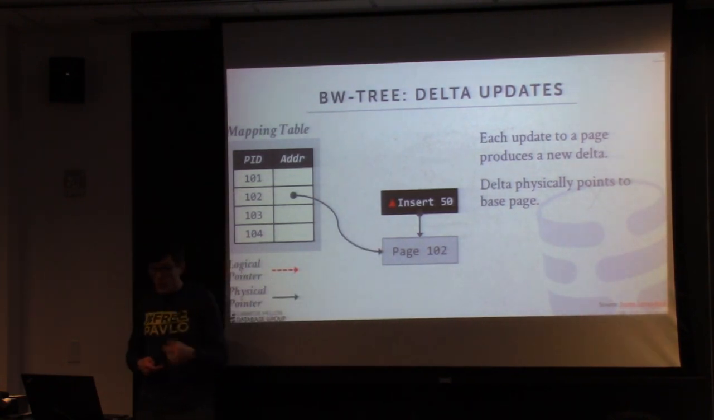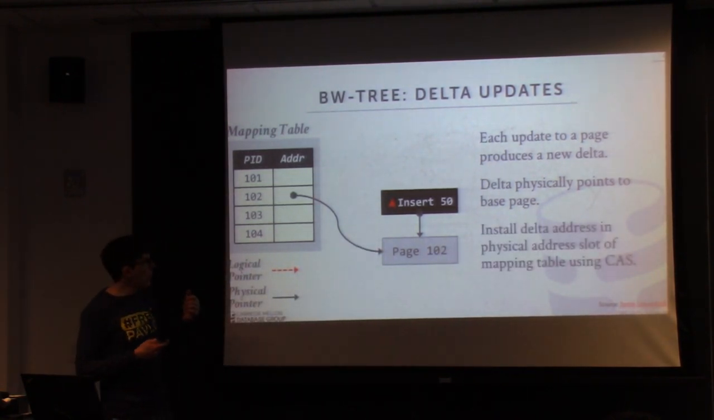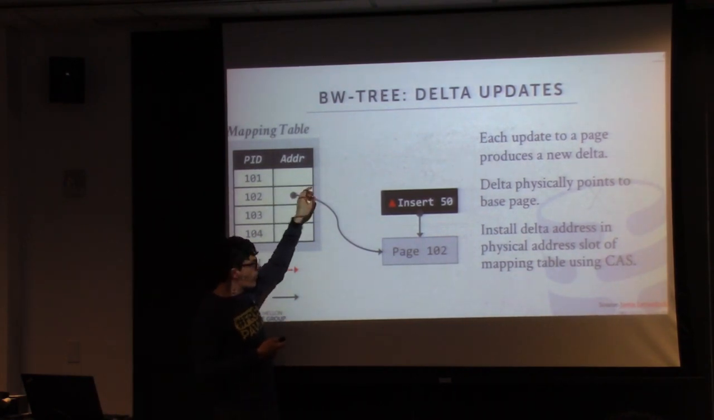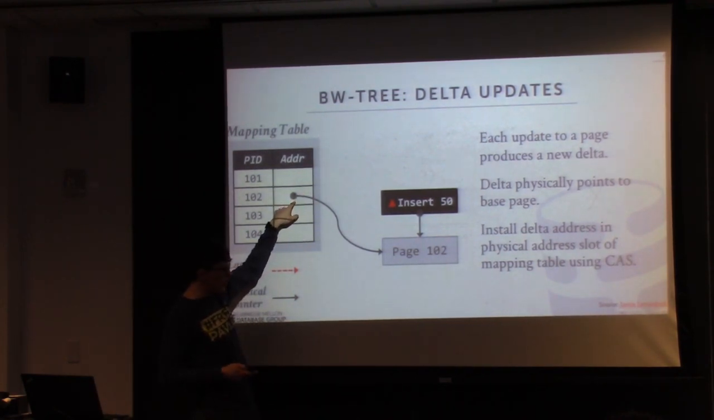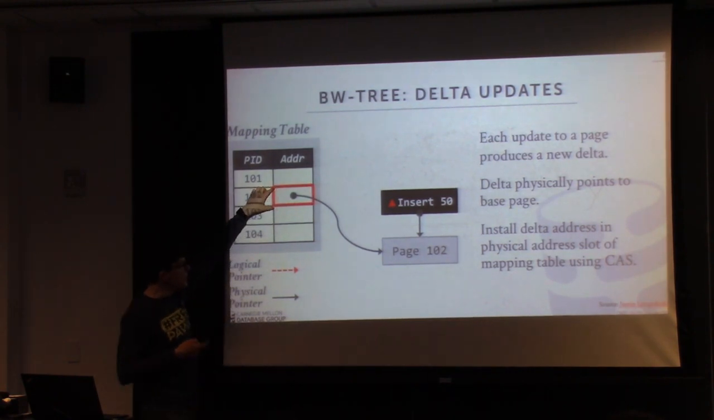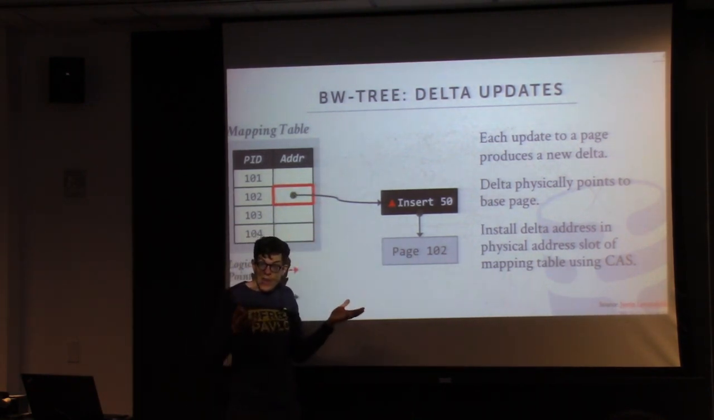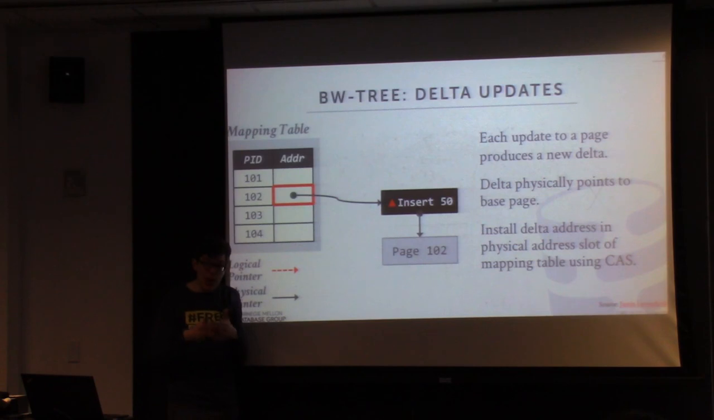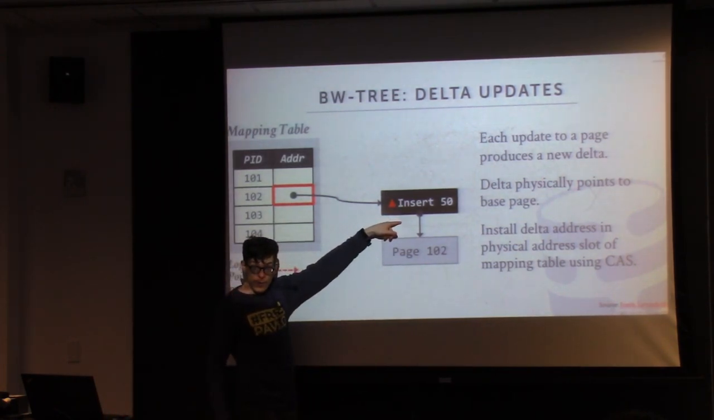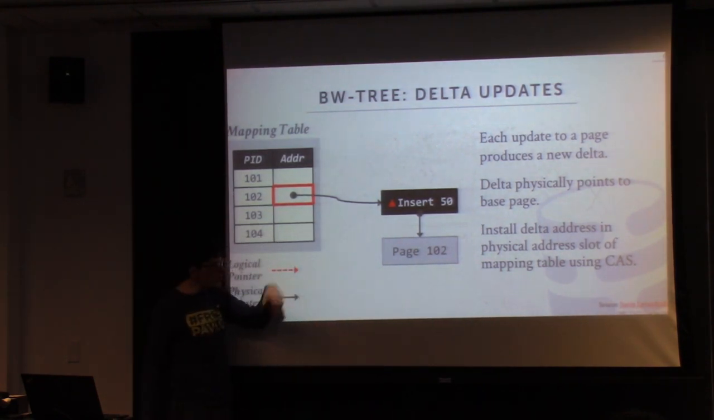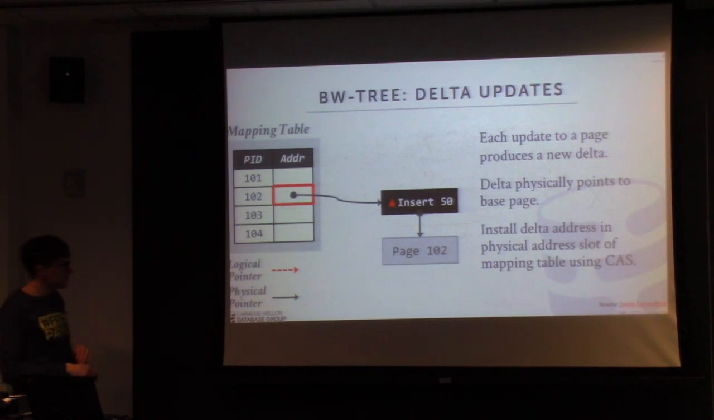So now we're going to do a compare and swap on the mapping table to install the delta address as the new physical location of page 102. If we succeed, then the mapping table points to the delta record, and this change becomes visible to any other thread. If anybody comes along and wants to look up page 102, they're going to land in our delta record first, and they know how to apply that change. We'll see how we do a search on the next slide.